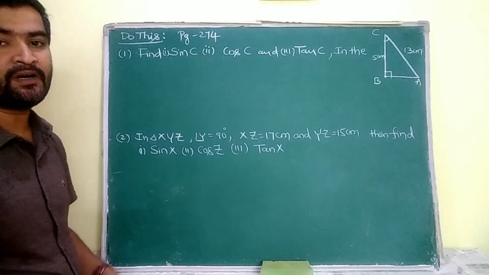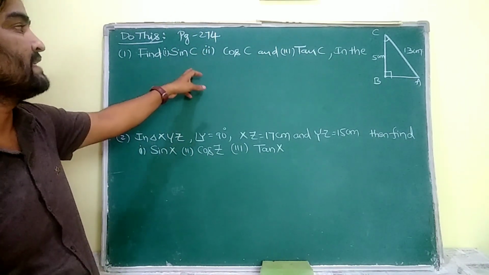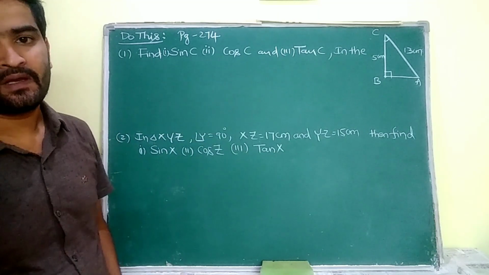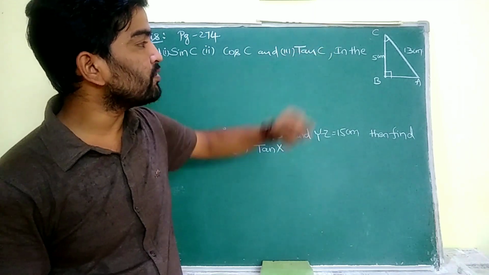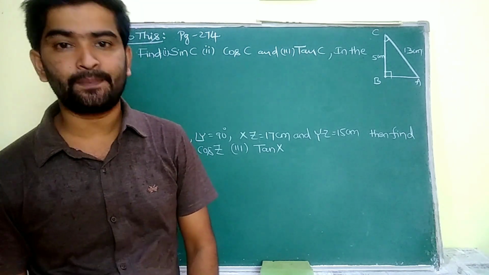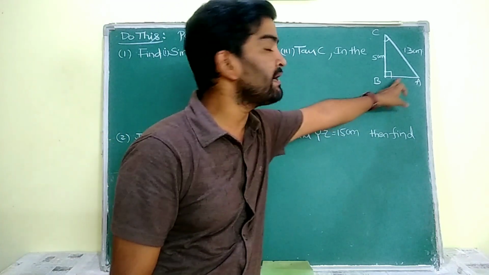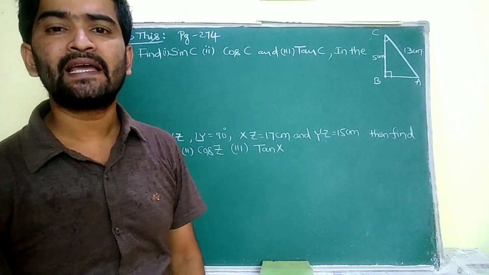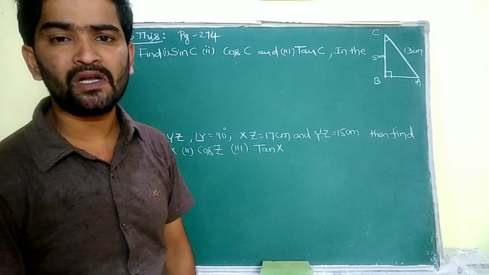In the next question, page number 274 is asking you to find sin C, cos C and tan C in the given triangle ABC. In this triangle ABC, it is mentioned that BC is 5 centimeters and AC is 13 centimeters. We know the Pythagorean triplets, so you may write directly that AB is 12 centimeters, because 5, 13 and 12 is a Pythagorean triplet. By that you may write AB as 12 centimeters.